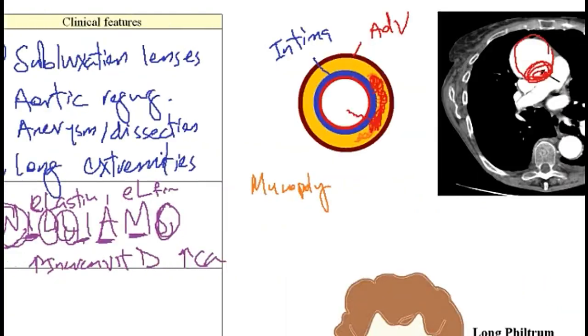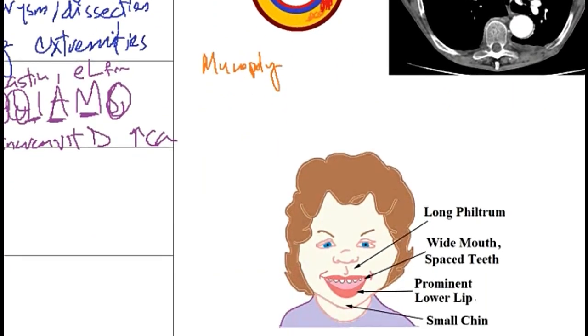So by elfin faces, here I've provided you a drawing that you can see that these patients will have small chin with prominent lower lip, widely spaced mouth and spaced teeth, as well as long philtrum. So this is how they present with elfin faces.